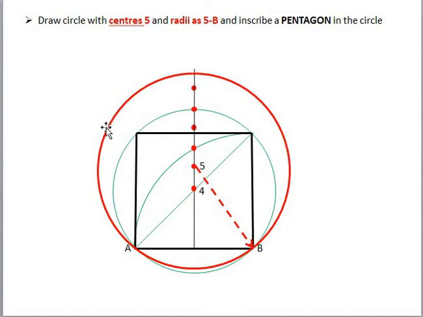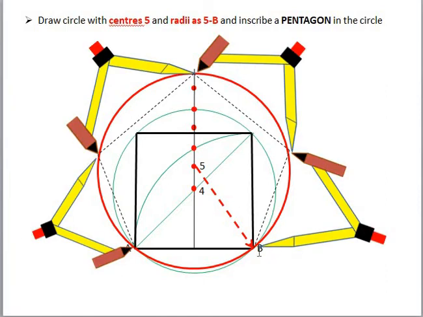Now how to draw these sides? Pay attention here. Take your compass. In this circle, the radius is not changing. The center was 5, that is fixed. The radius was 5b, that is also fixed. So take your compass, don't change the radius, and draw one arc here at this point. You mark one point here.